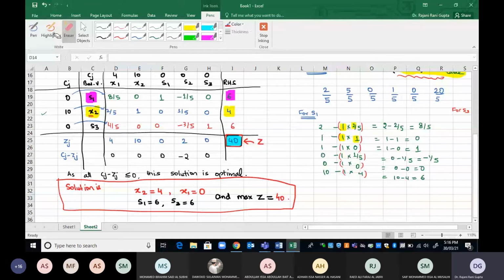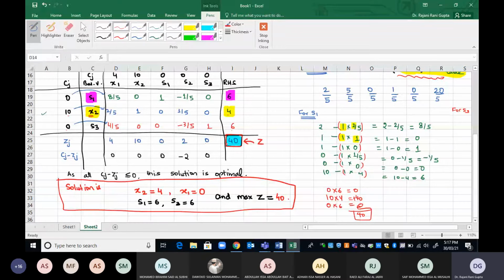I did not get it. 40 from where? Here, you see Zj: 4, 10, 0, 2, 0 and 40. How do we get 40? 0 multiplied by 6 is 0. 10 multiplied by 4 is 40. 0 multiplied by 6 is 0. It gives you 0, 40, 0. When you add all of them, it gives you 40. This is how we get Zj, right?